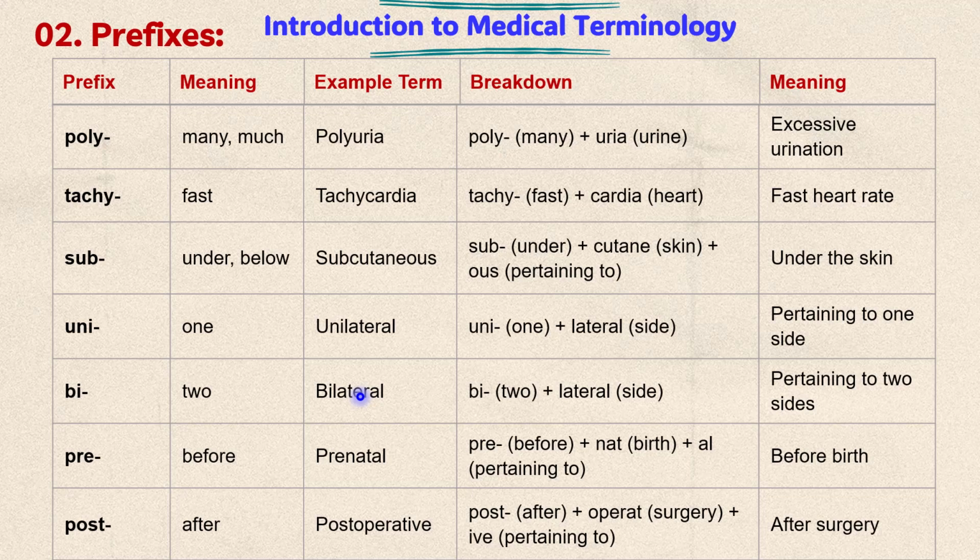For example, bilateral. Here bi means pertaining to two sides. Pre means before. For example, prenatal. Pre means before, natal means birth, and al means pertaining to. So, before birth. Post means after. Postoperative: post means after, operative means surgery, and ive means pertaining to. So the meaning is after surgery.